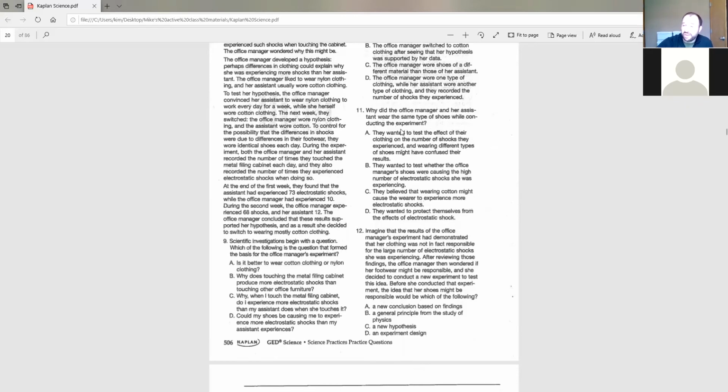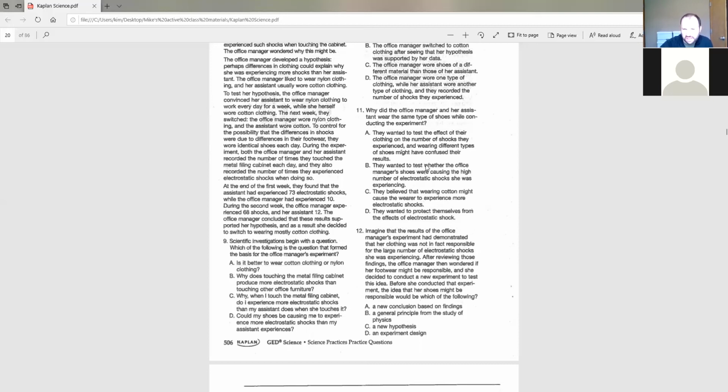Okay, so what was the reason behind wearing identical shoes? A, they wanted to test the effect of their clothing on the number of shocks they experienced, and wearing different types of shoes might have confused their results. That sounds possible. Let's keep reading.